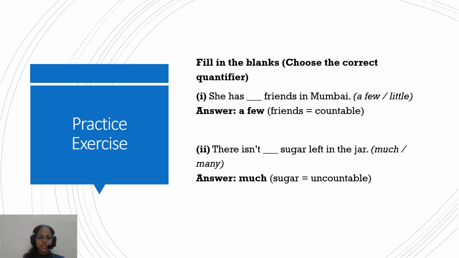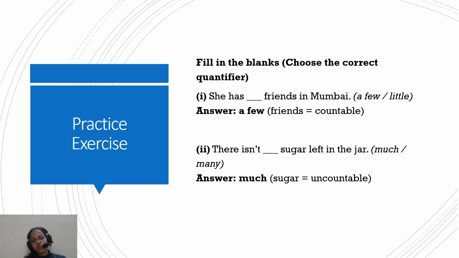Now let's do some practice exercises for quantifiers. So first question, she has dash friends in Mumbai. She has a few or she has little. Now, friends is a countable noun. So of course, we can count the friends. It's not like we are going to compare them on the basis of height or how big or small they are, because of course we count our friends. So a few, because friends is countable. She has a few friends in Mumbai.